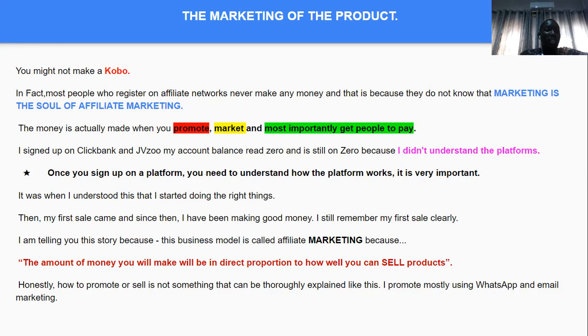So imagine you earn 3,000 naira per ticket. In a month, you sell tickets to 100 people. 3,000 times 100 people is 300,000 naira. That's good, decent money. So that is how simple the business model is.